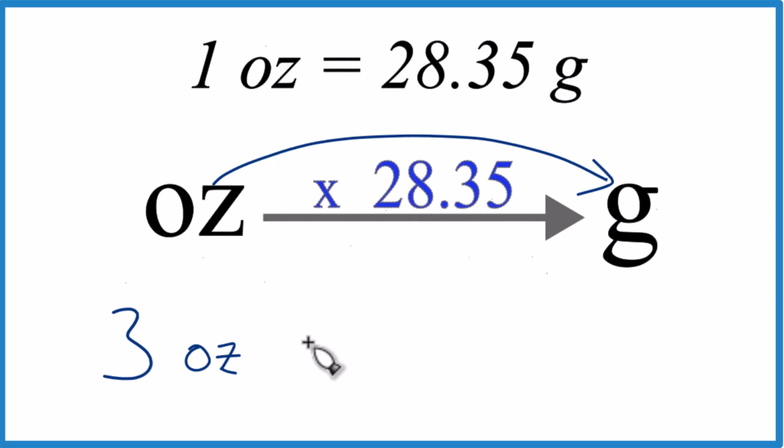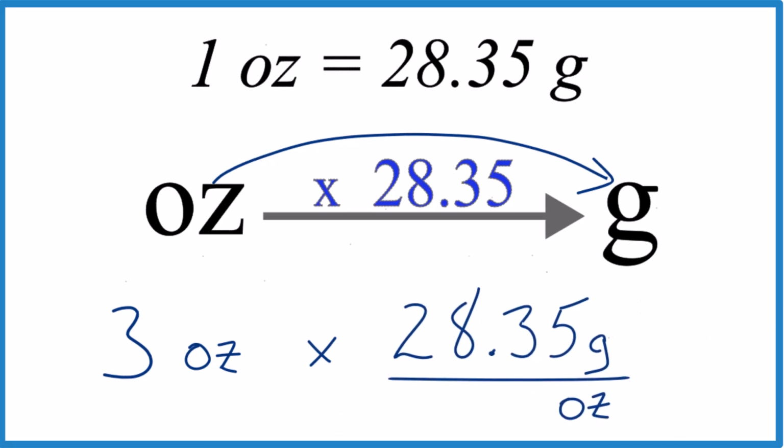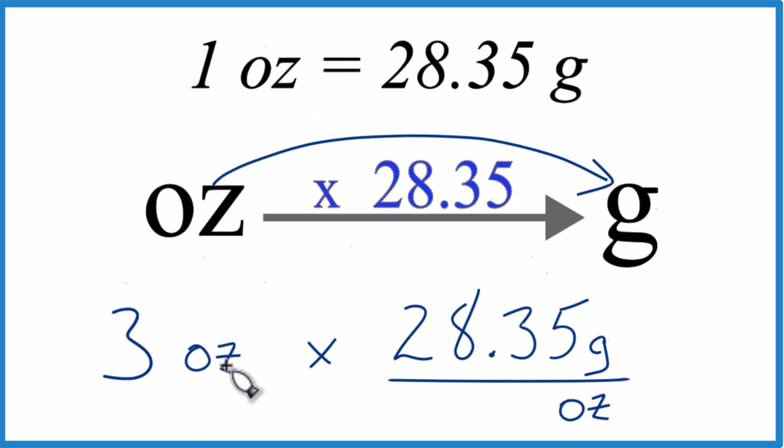So we have our 3 ounces, and we multiply by our conversion factor there. And that's 28.35 grams per ounce. We have 28.35 grams in 1 ounce. So that's our conversion factor. What's really nice is now when we multiply, we have ounces on the top and the bottom. They cancel out. We're left with grams. We know we did it right.